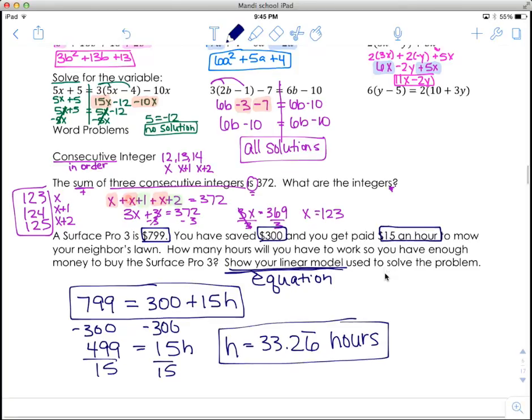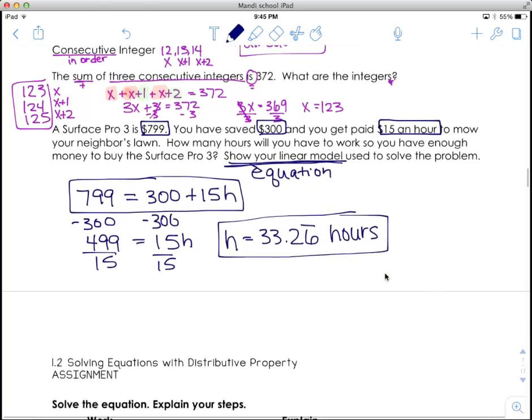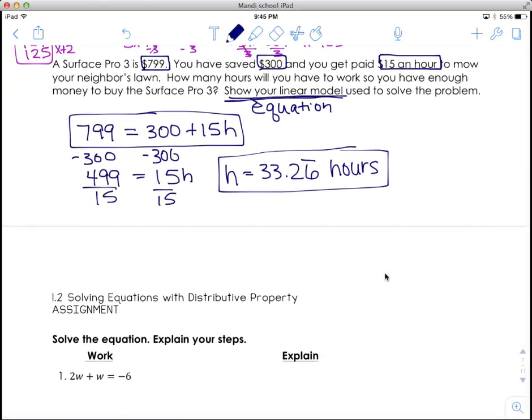Okay, so that takes you to your assignment. Remember, you can do the odd ones to practice. Make sure you check the answers. They are on my school website.